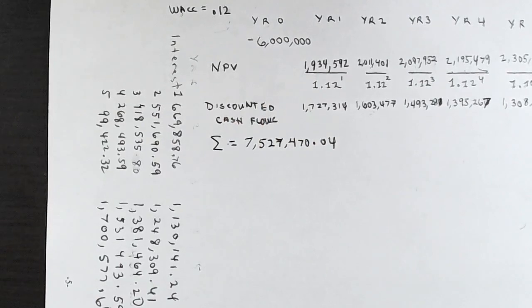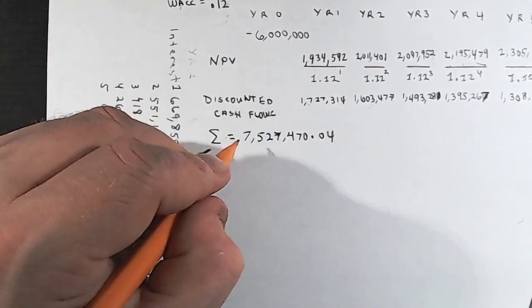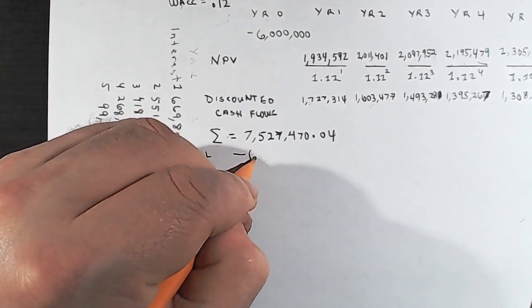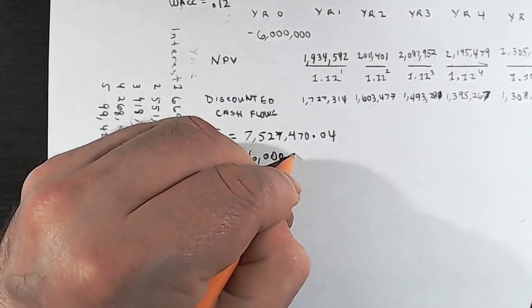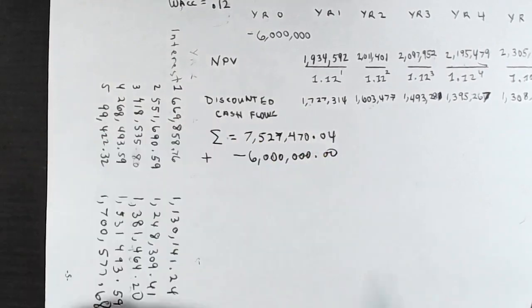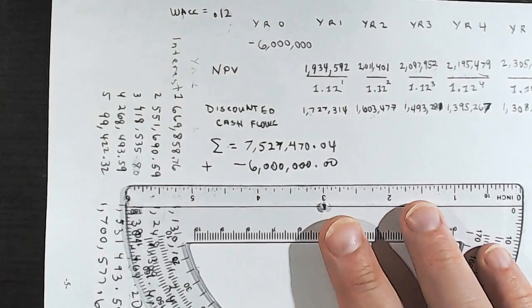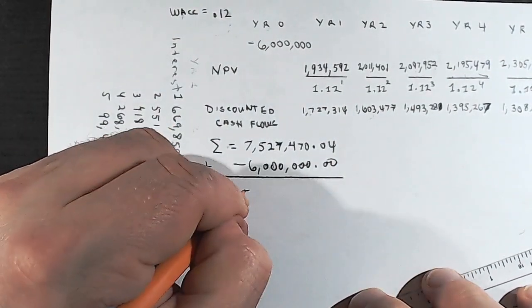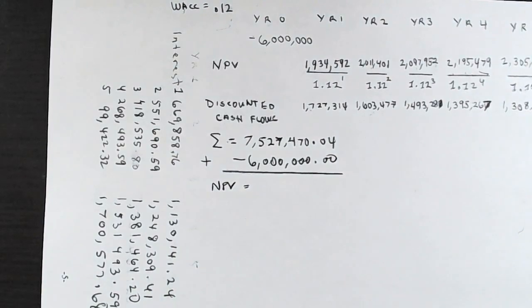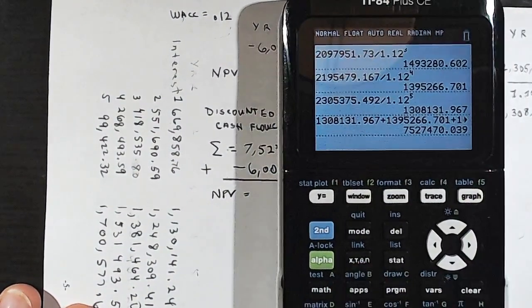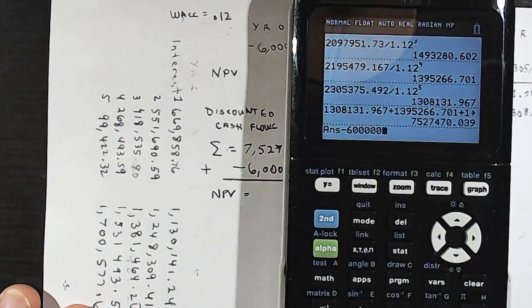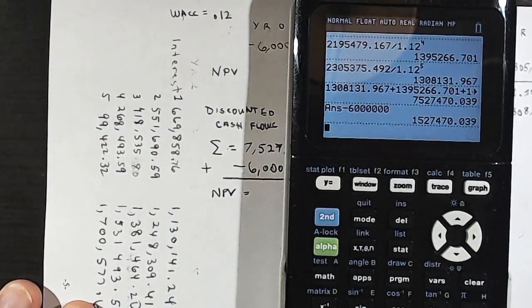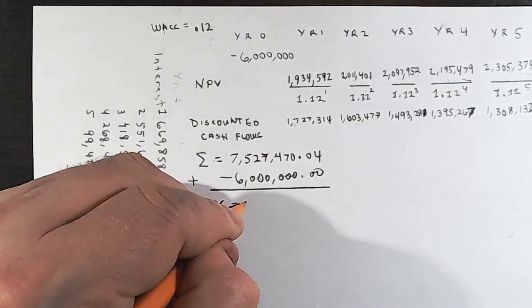0.04. Okay. Now what you do is you now add, okay, your negative 6 million. That was your initial cost. And this is the net present value. If this number is positive, then we should do the project. Okay, 1,527,000 here.